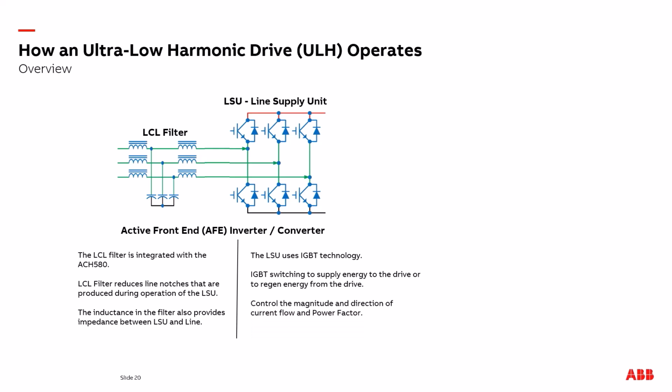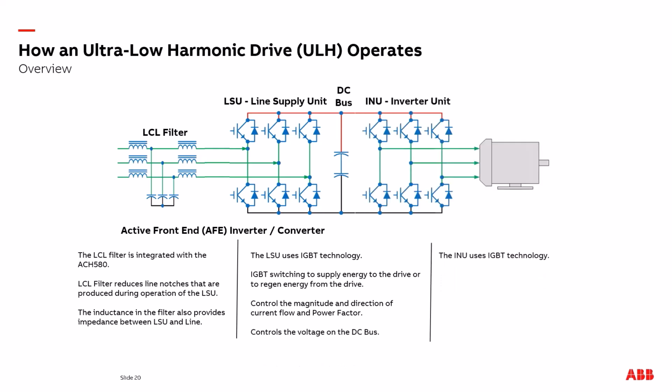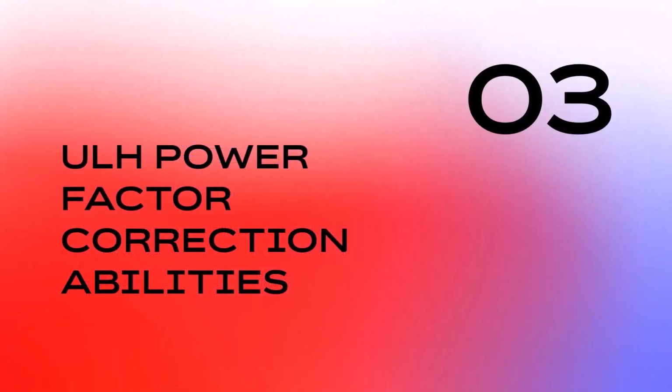It controls the magnitude and direction of current flow and the power factor. It controls the voltage on the DC bus. The INU, the inverter unit, uses IGBT technology. The INU creates a new voltage and frequency to control the motor by creating a pulse width modulated output. ULH power factor correction abilities.